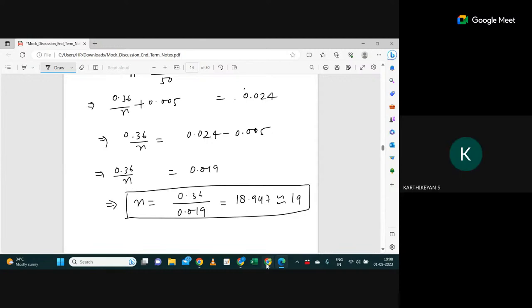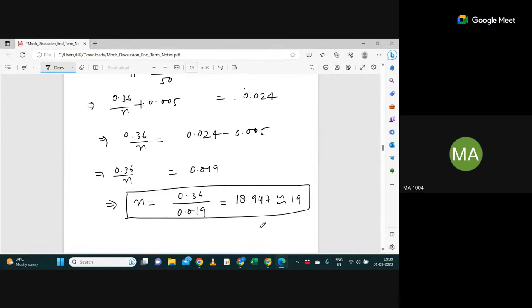Yes, 19. Here there is one doubt: if we are getting 18.1, should we still take 19? Yes, you can take 19 because I'm talking about numbers. Suppose I'm saying in a room there are 18.2 people. That means I can say approximately 19, or you can take approximately 18, but mathematically, since it's more than 0.5, I can say it's approximately 19. Correct?